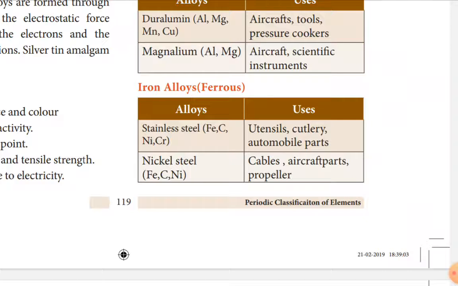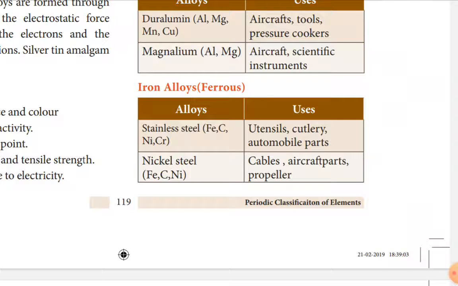So stainless steel is used in the manufacture of kitchen items, for example utensils, cutlery items, spoon and knife. Automobile parts are also manufactured using stainless steel.